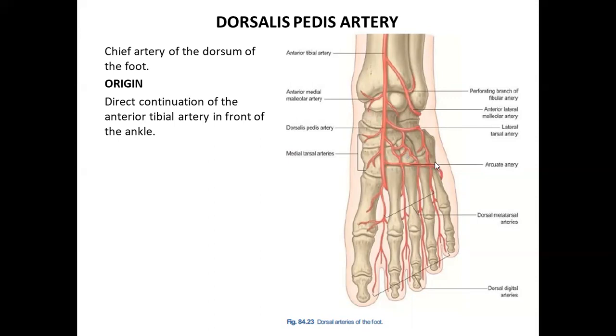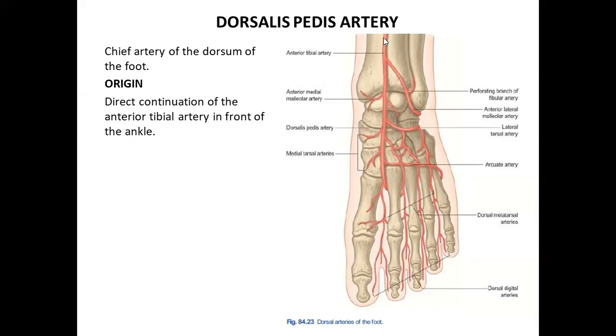Now, during its course, it gives off 3 branches, which are the 3 dorsal metatarsal arteries: second, third, and fourth dorsal metatarsal artery. These are the dorsal metatarsal arteries, okay? They go and then they divide into 2 branches, which supply the adjacent sides of 2 toes.